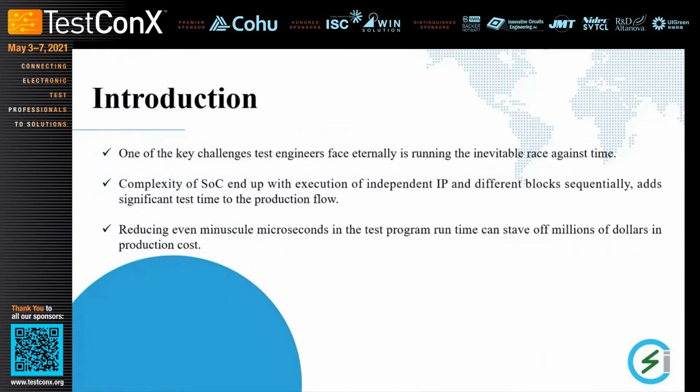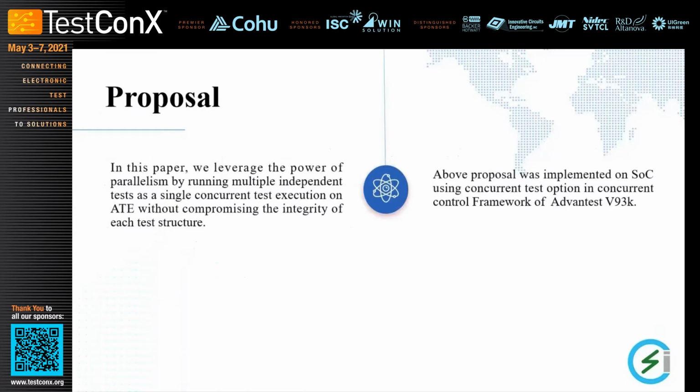When it comes to test engineering, one of the key challenges we all face is running the inevitable race against time. We all know that testing complex SOCs typically consumes more time as each of its IPs and the corresponding blocks warrant sequential testing one at a time. In a testing environment, time means money. So the conventional approach may not be a viable option. Concurrency may be the best alternative: a way of running multiple independent tests as a single concurrent test without compromising the integrity of each test structure can help solve the conundrum of time versus cost.